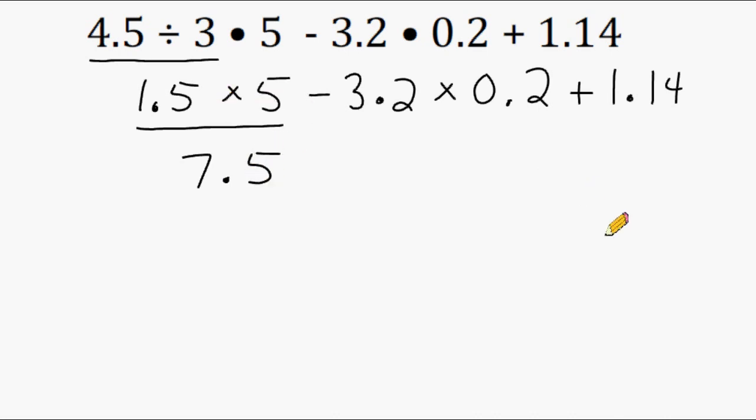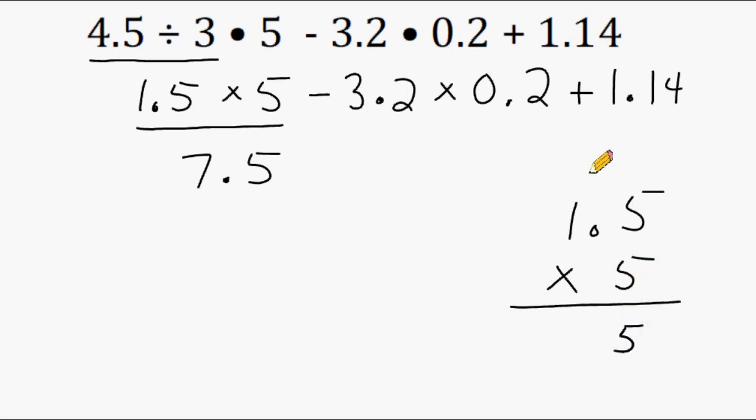But if you could not do that mentally, you would just go on the side with some scratch paper and multiply 1.5 times 5 to figure out what that is. 5 times 5 is 25. We carry the 2. We multiply 5 times 1, which is 5, plus 2 is 7. And because we only have one place value after the decimal, the same should hold true in our answer. So we must put our decimal point right here. So you can see that 1.5 times 5 is 7.5.